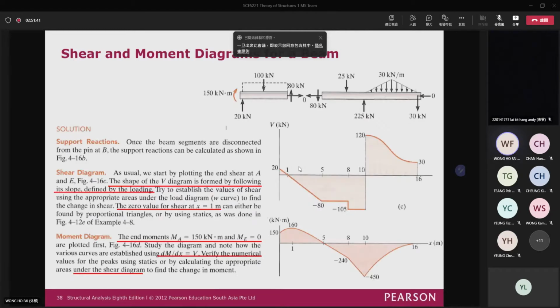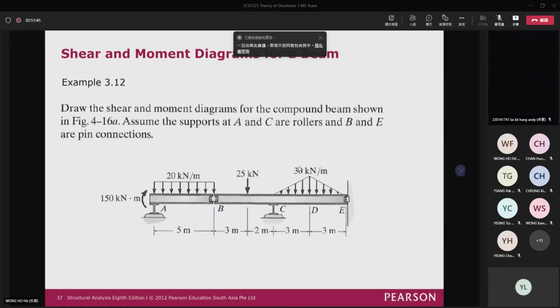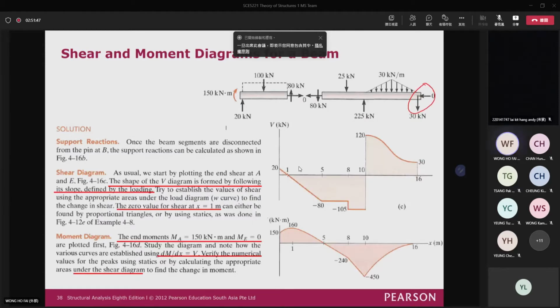So here 2, 3, 4, 5, and then the 6. Okay. So there are actually 6 support reactions. And then you have 6 equilibrium equations. So by using 6 equilibrium equations, you can solve all the support reactions. After solving all the support reactions, it will be something like this.